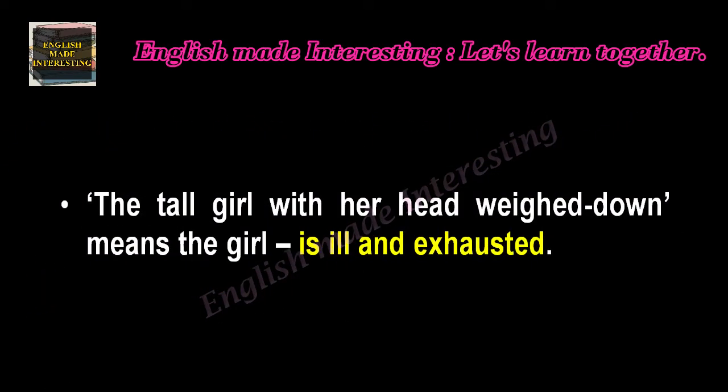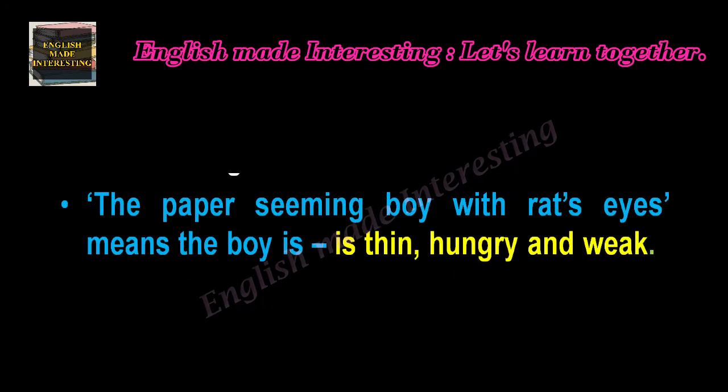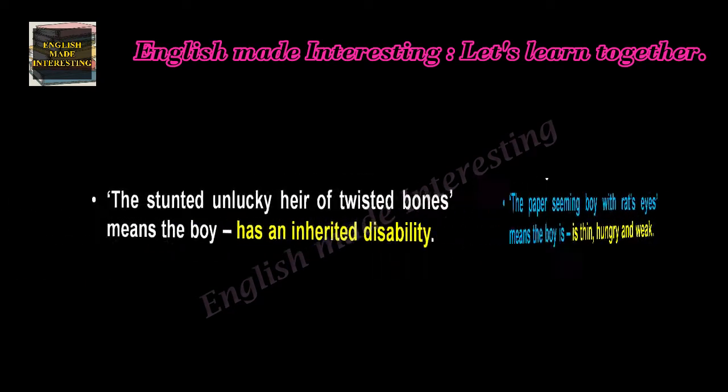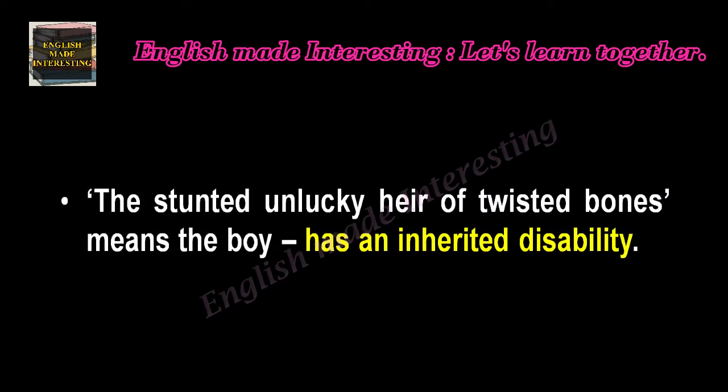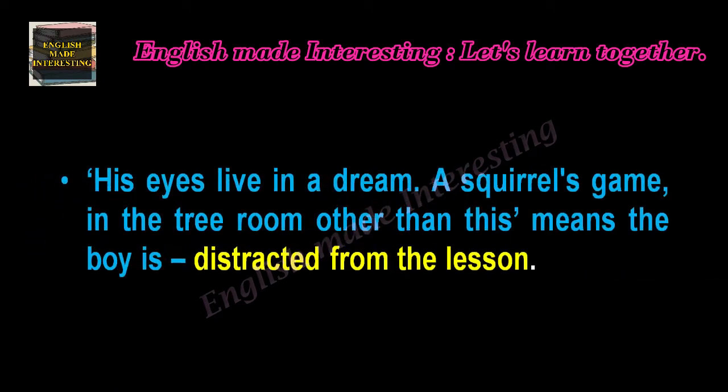The tall girl with her head weighed down means the girl is ill and exhausted. The paper-seeming boy with rat's eyes means the boy is thin, hungry and weak. The stunted, unlucky hair of twisted bones means the boy has an inherited disability. His eyes live in a dream, a squirrel's game in the tree room. Other than this means the boy is distracted from the lesson.